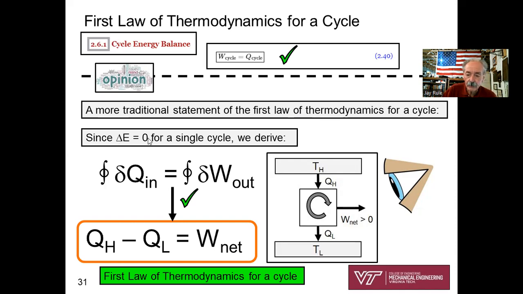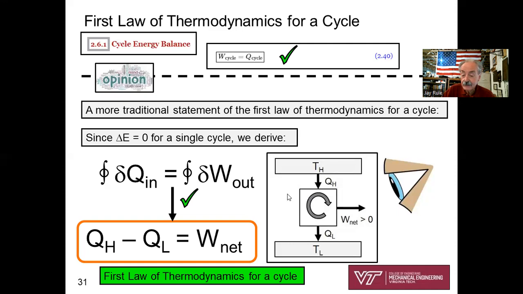Okay. Since delta E is 0, remember, the first law for a closed system: Q in minus W out equals delta E. We just showed delta E is 0 for a cycle. So Q in minus W out equals 0. Therefore, the cyclic integral of heat in equals the cyclic integral of work out. That is where we start at the graduate level, but this is valuable for graduates and undergraduates alike. The cyclic integral of heat in equals the cyclic integral of work out.